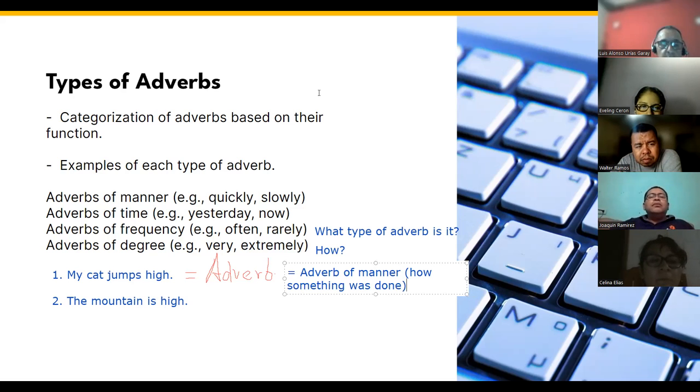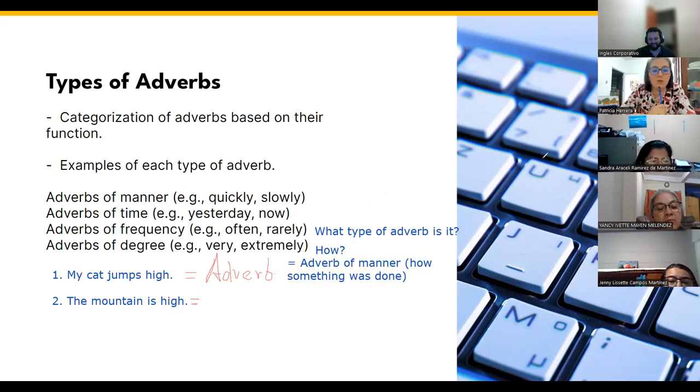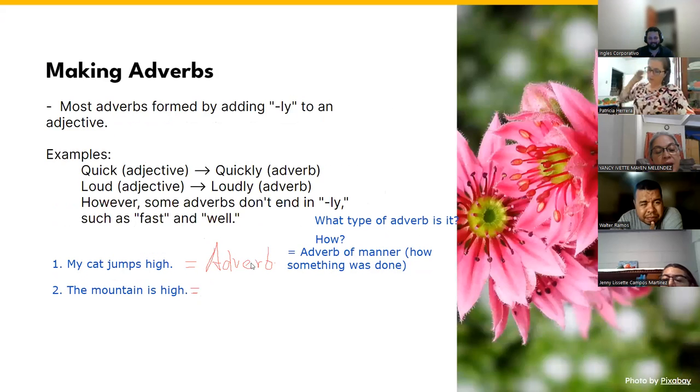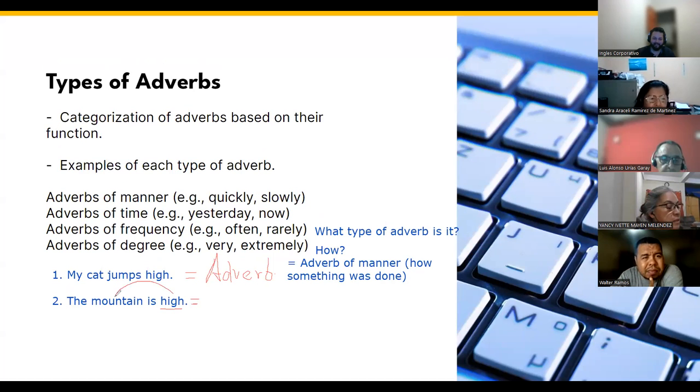The mountain is high. What type of word is this? Remember that I'm playing with your mind, guys. High is an adverb of degree? No, it's not an adverb. It's an adjective, because high is modifying the mountain. So this is an adjective, not an adverb.